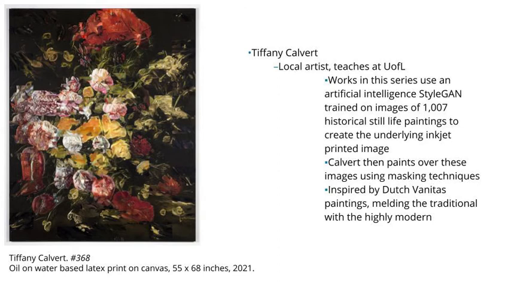She creates these amazing still life paintings. In works in this series, she used an artificial intelligence called StyleGAN, and she trained it on 1,007 images of historical still life paintings. Then she has the AI make a still life painting based on all of the still life paintings that she fed it, and prints that as a large inkjet printed image. And then Calvert paints over these images using masking techniques and oil paint.